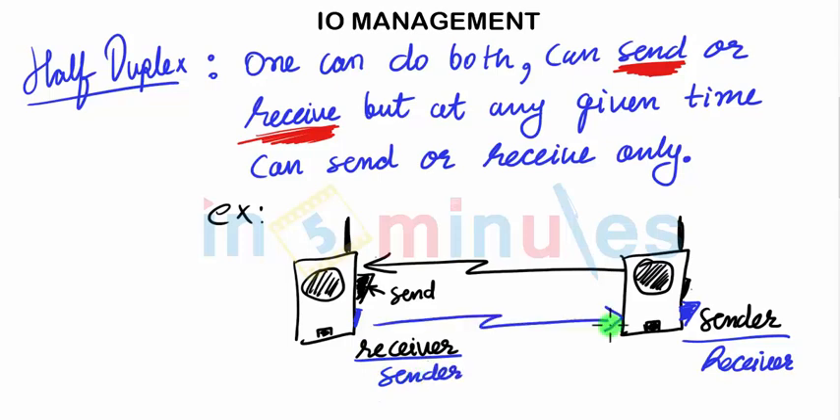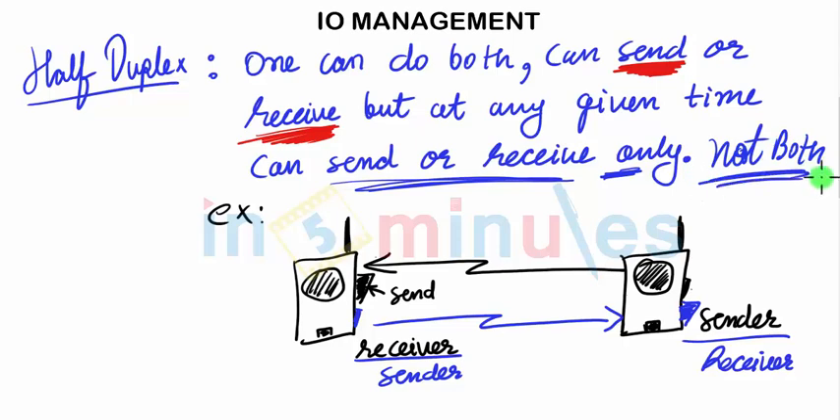So half duplex communication is a communication where one can send or receive, but at any given time only sending or only receiving can be done. We can add one thing: not both. That means both things cannot be done at the same time. It is good communication, but the biggest negative factor with half duplex communication is that it is not natural communication.